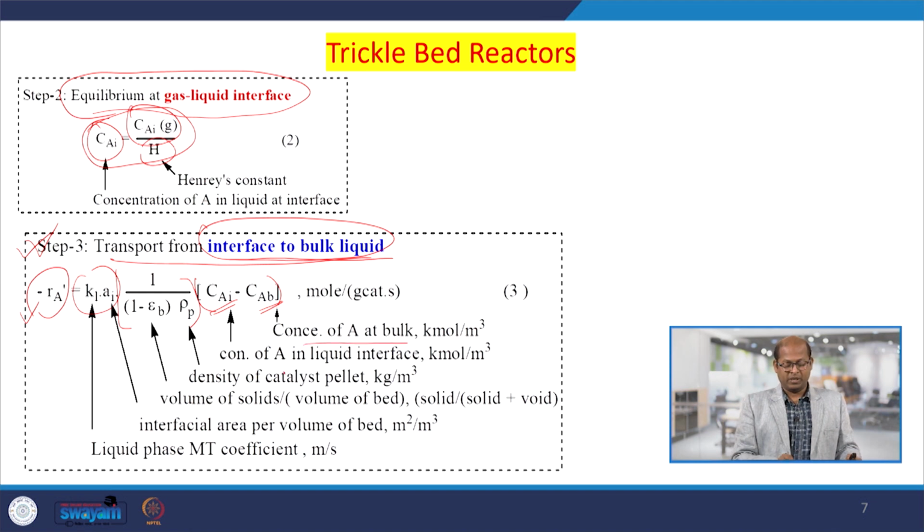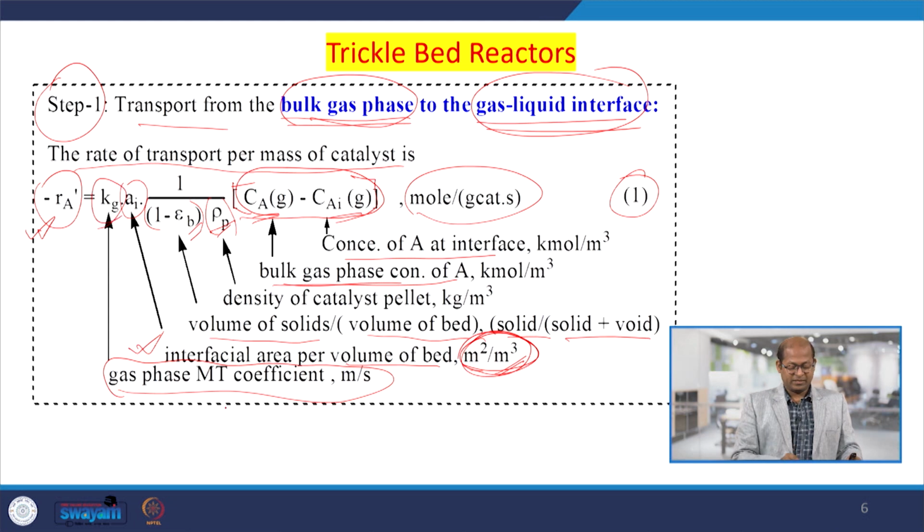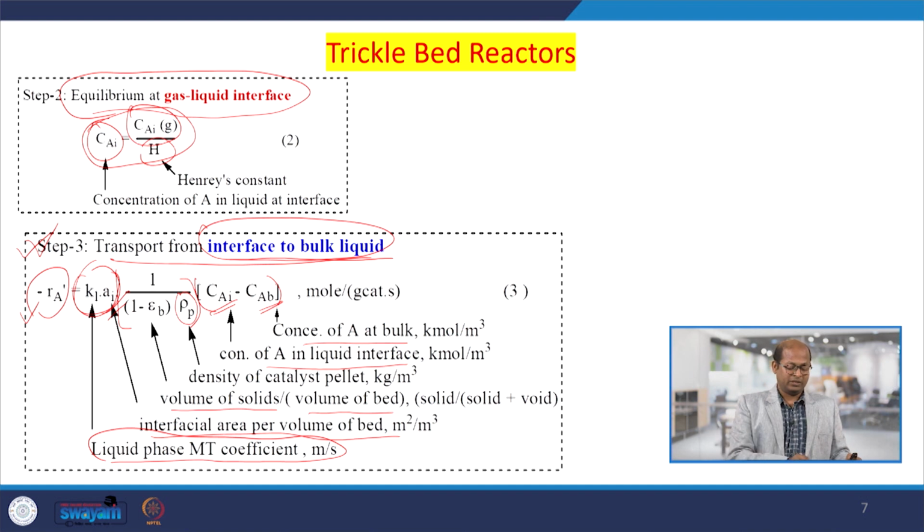Concentration of A in the bulk, concentration of A in the liquid phase interface, and rho P is the density, and 1 minus E B is the volume of the solid to the volume of the bed, and A I is the interfacial area as we discussed, and K L is the liquid phase mass transfer coefficient. Earlier one was K G, the gas phase mass transfer coefficient, since that was gas to interface. Now it is interface to the bulk of the liquid, therefore the mass transfer coefficient is different. K L into A I is the liquid phase mass transfer coefficient that you have to consider when the transfer is from the interface to the bulk liquid.